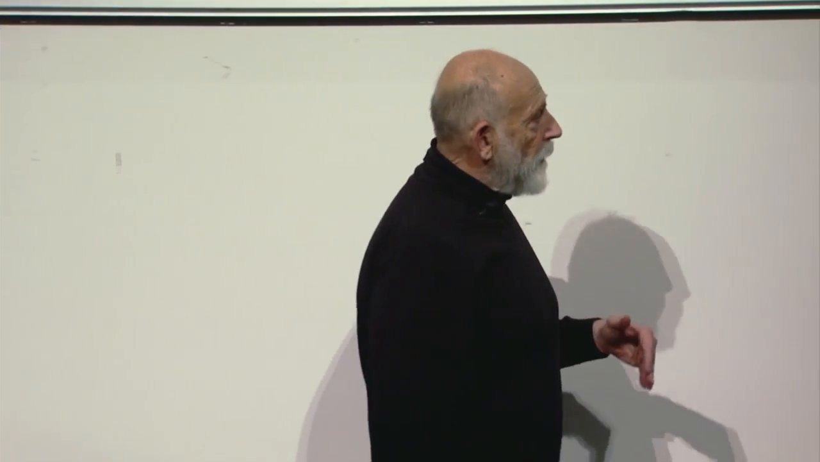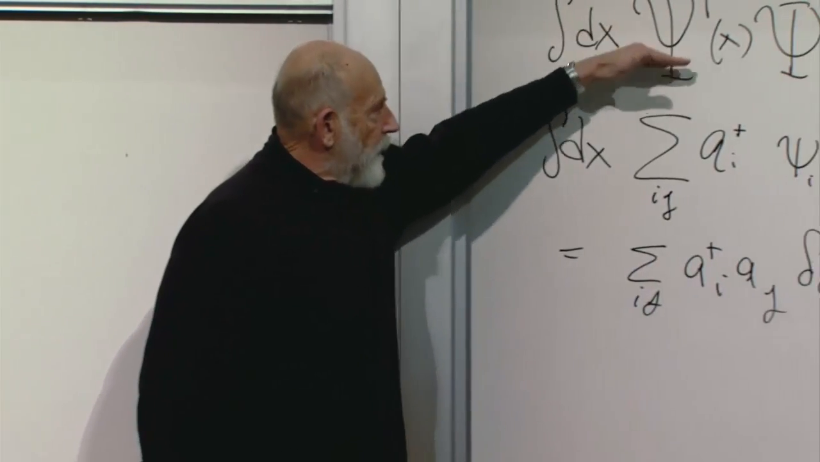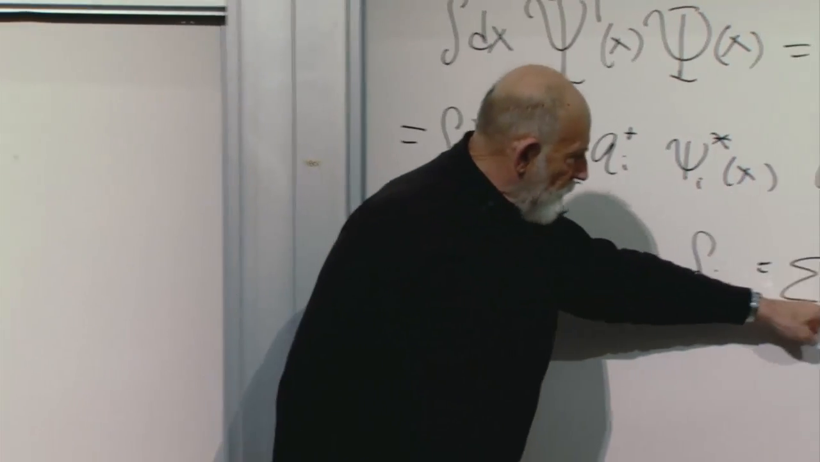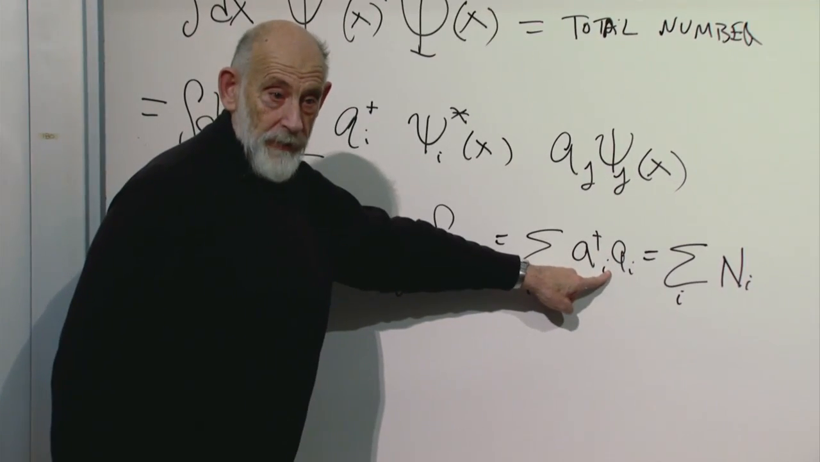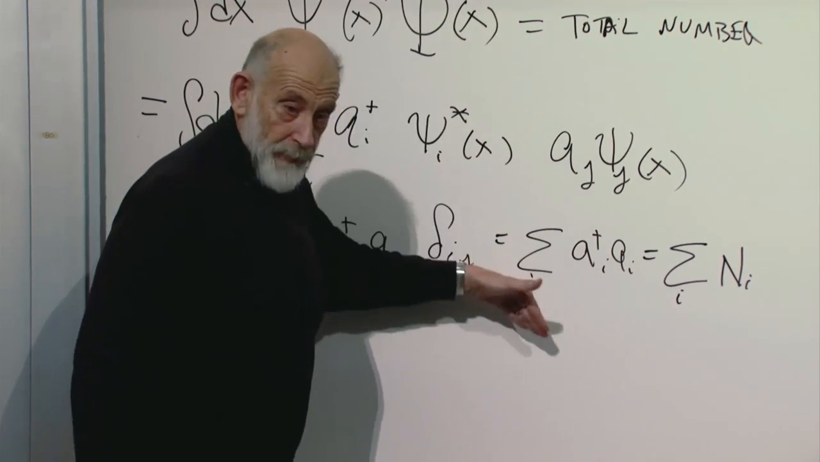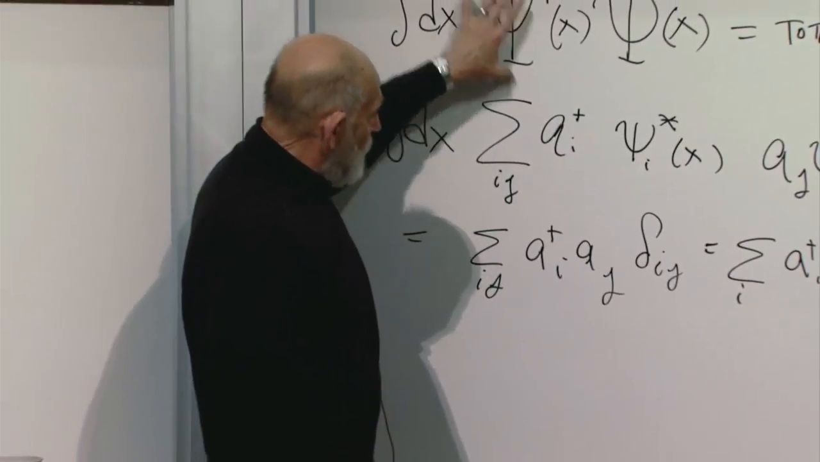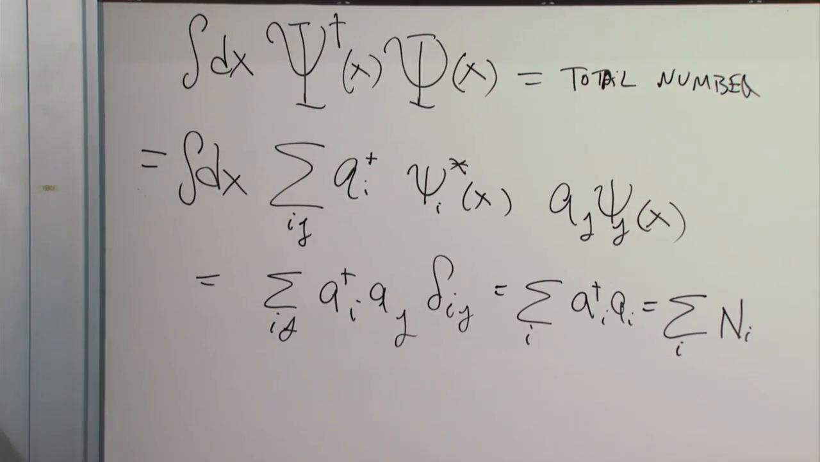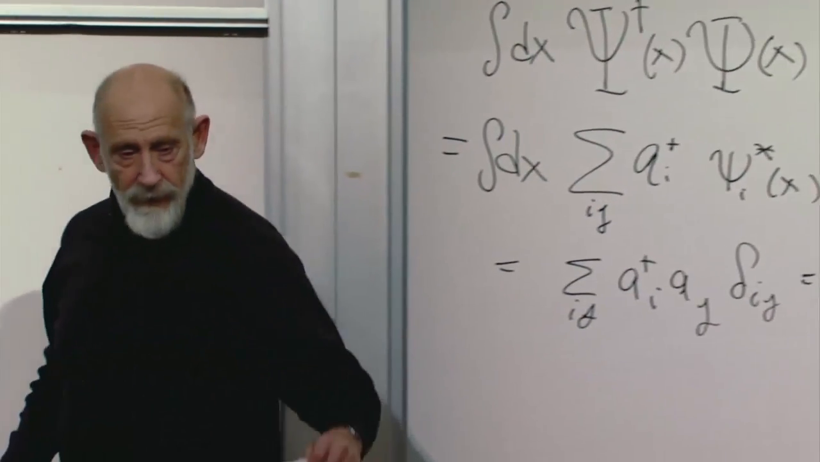Here's what we found. We found that the integral of x of psi dagger psi was the same as the sum of the number of particles in each. That was what these little manipulations did. They told us that this is the same as this. Now, let's do a slightly different thing.